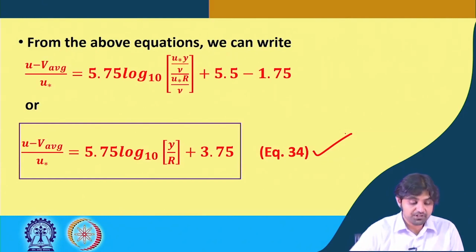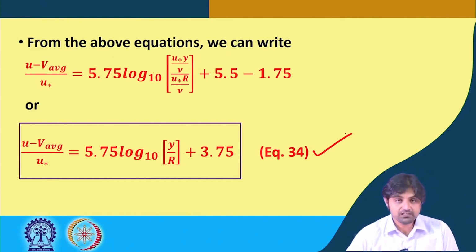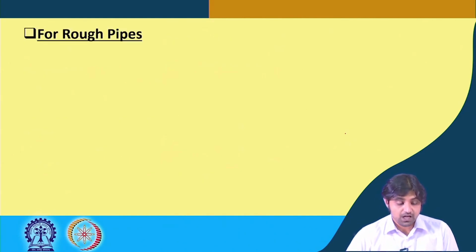So, this is an important equation again. All these, either you remember or you can actually derive it. It is very simple, starting from the basic logarithmic velocity profile. Now, we did it for smooth pipes.